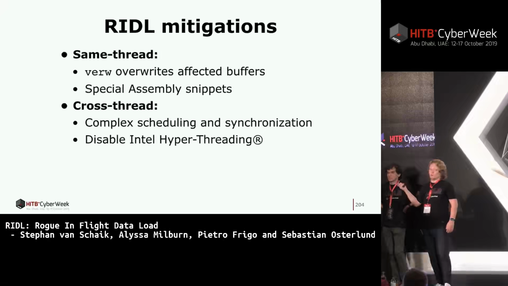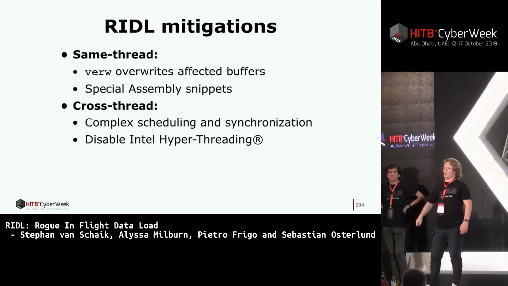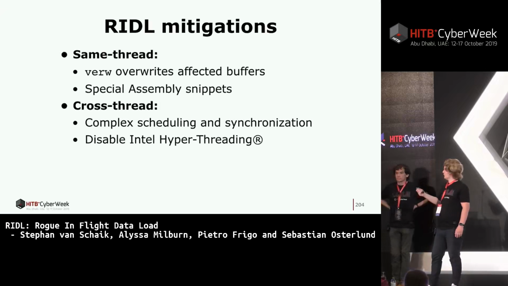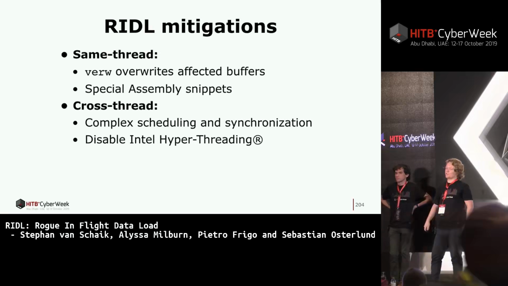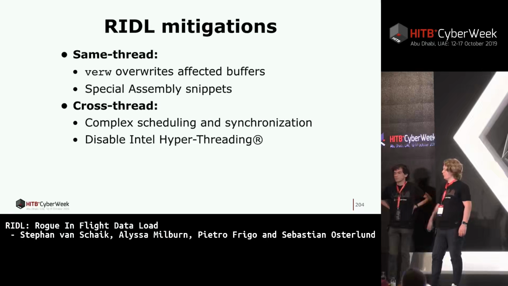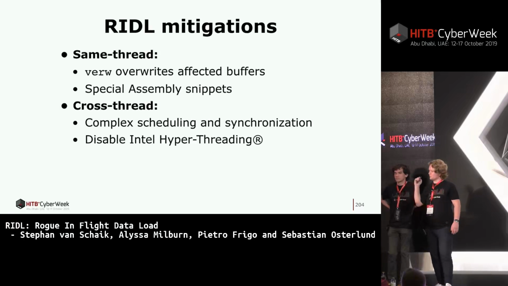Of course, no one is implementing these scheduling strategies because it will take a huge performance hit. So our suggestion to actually mitigate is to just disable hyperthreading. Then you will fix the cross-thread problem.